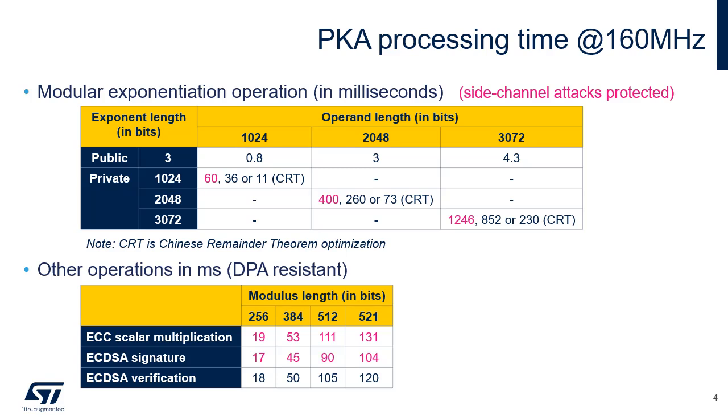Here are the modular exponentiation processing times using different exponent and operand sizes. Other important operations like ECC scalar multiplication and ECDSA signature and verification are also mentioned. Values are computed with the clock frequency defined on the slide. Operations protected against side-channel attacks are also highlighted.